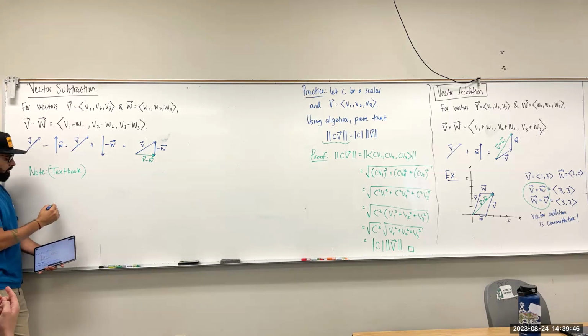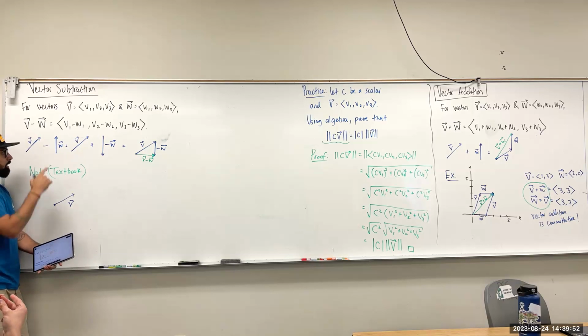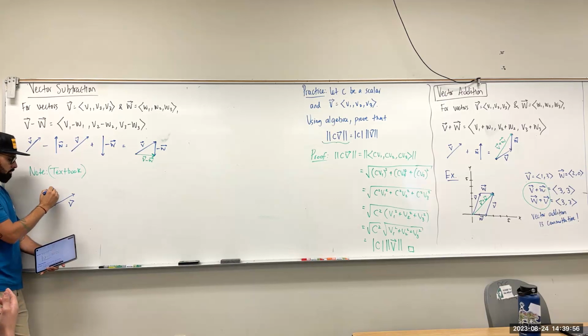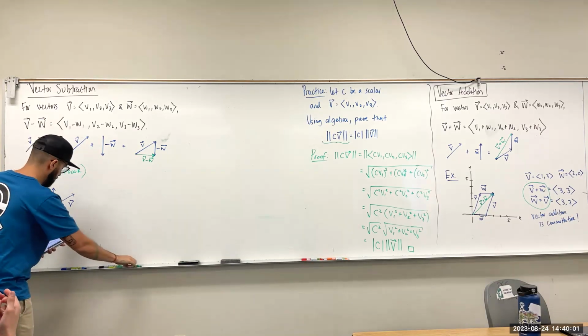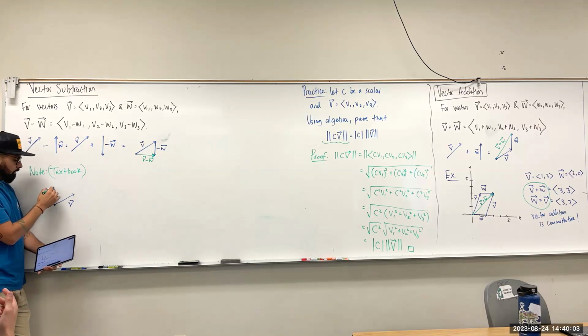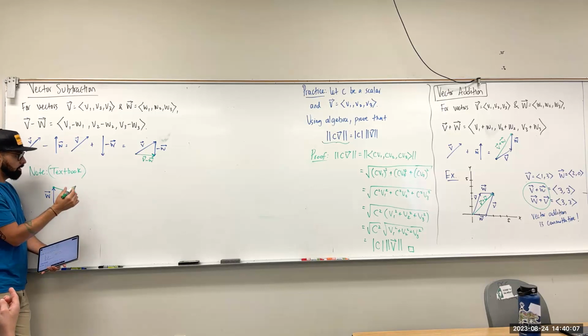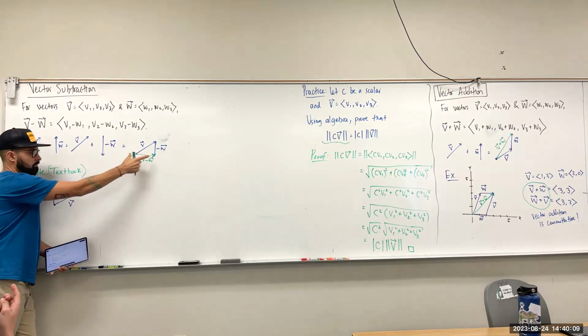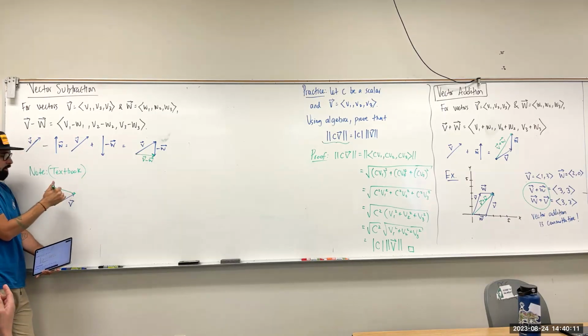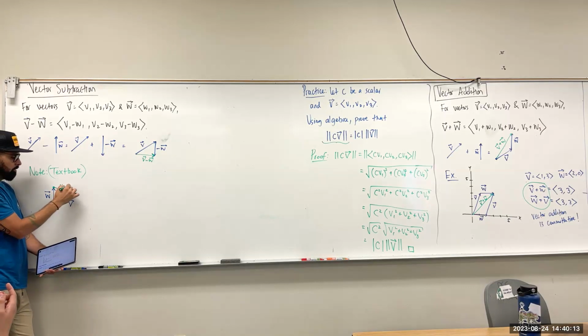They instead do V, and then they put W, not minus W. They put their initial points together, like that. And then this vector that ends at W and goes towards V is this vector here. Okay. Why the heck is that true?